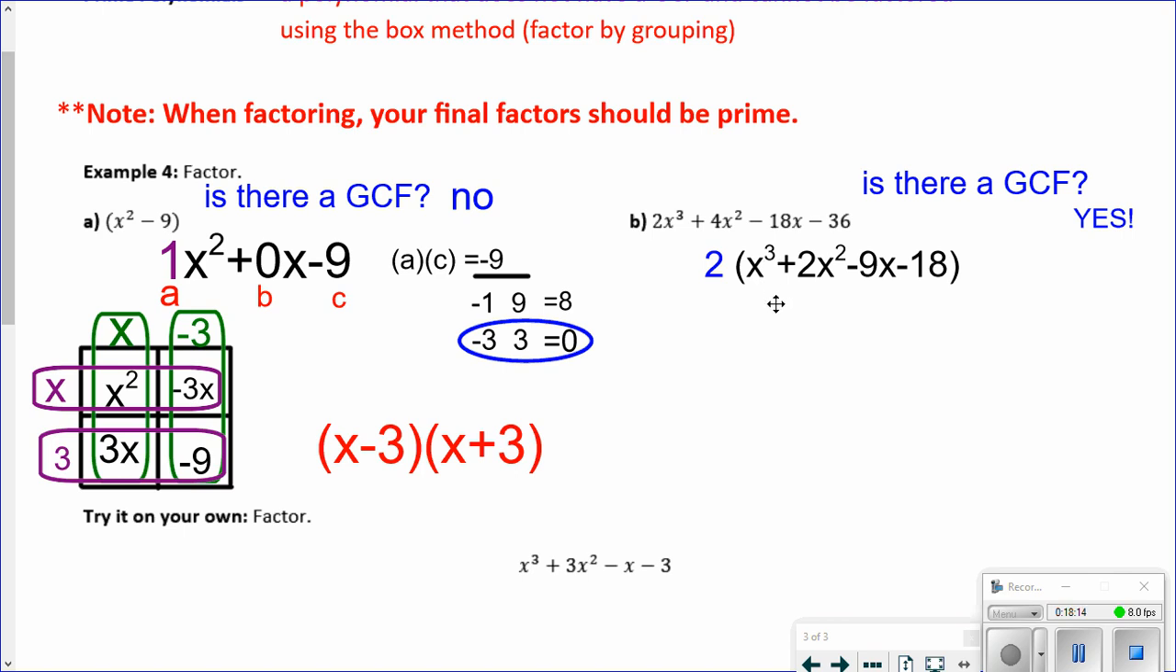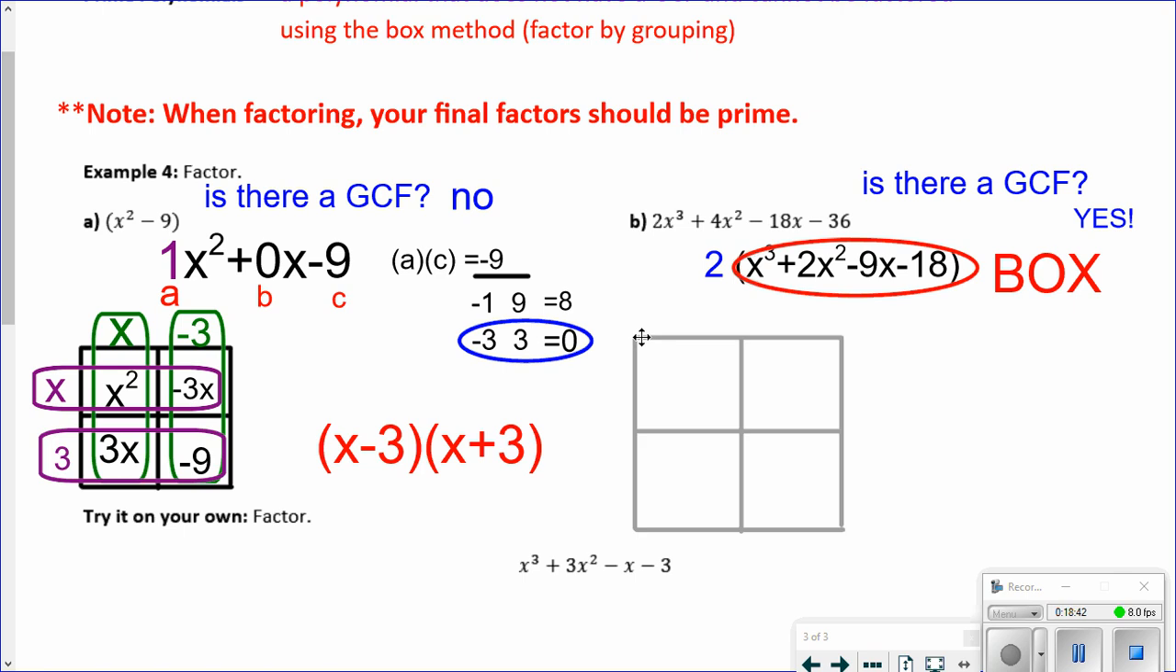X to the third plus 2x squared minus 9x minus 18. Okay? I'm not quite done yet because this is still very long, and because it's 4 terms, I might be able to factor further. So I'm going to take those 4 terms and do the box method for it to see if I can factor it anymore. I already have 4 terms, so I'm going to just fill in the box.